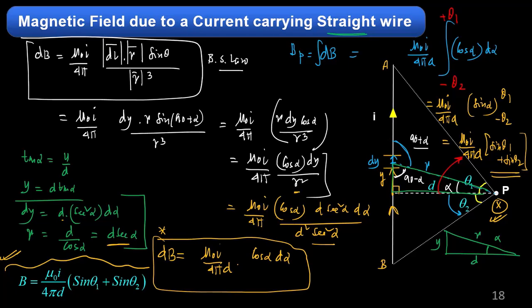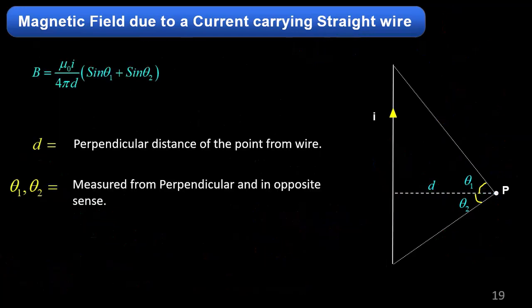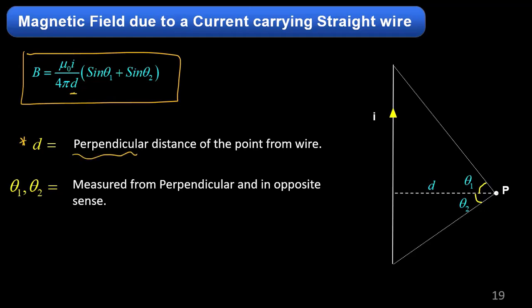Regarding the magnitude, I should use the formula mu naught I by 4 pi d into sin theta 1 plus sin theta 2. Now we have to apply this formula properly. Why? Because in order to apply this formula properly, you have to select the distance d. What is d? d is the perpendicular distance of the point from the wire. So from point P, the perpendicular distance to the wire gives the value of d.